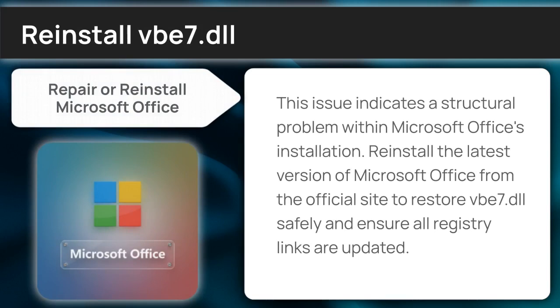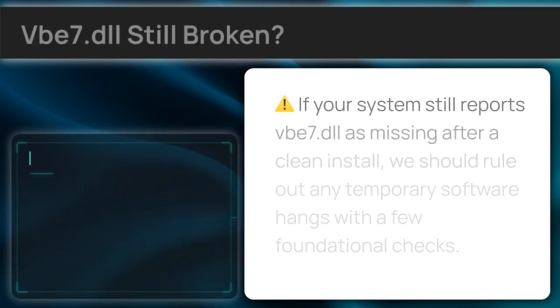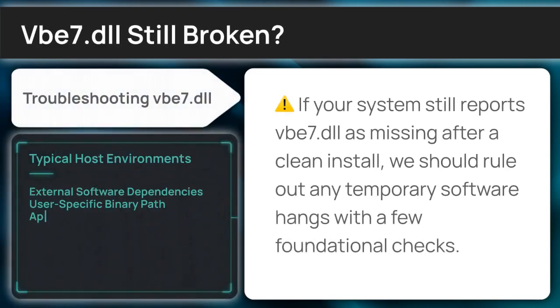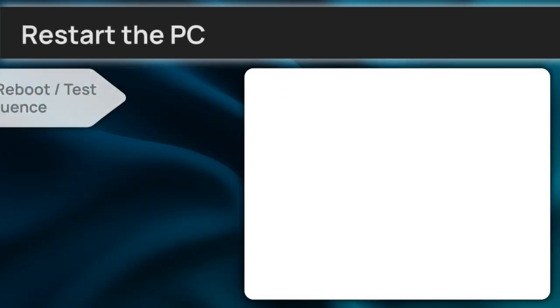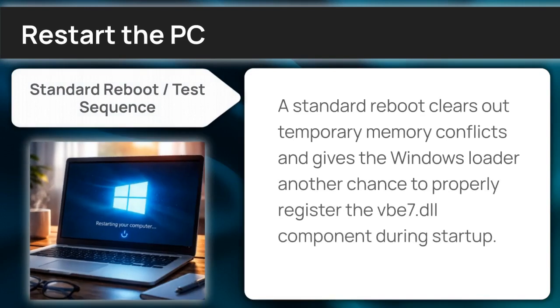Reinstall the latest version of Microsoft Office from the official site to restore VBE7 DLL safely and ensure all registry links are updated. When a standard software refresh isn't enough, we need to bypass the automated installers and look at manual system state resets. A quick system restart is a practical way to ensure that all shared libraries, including VBE7, are being loaded correctly into the current session's memory.